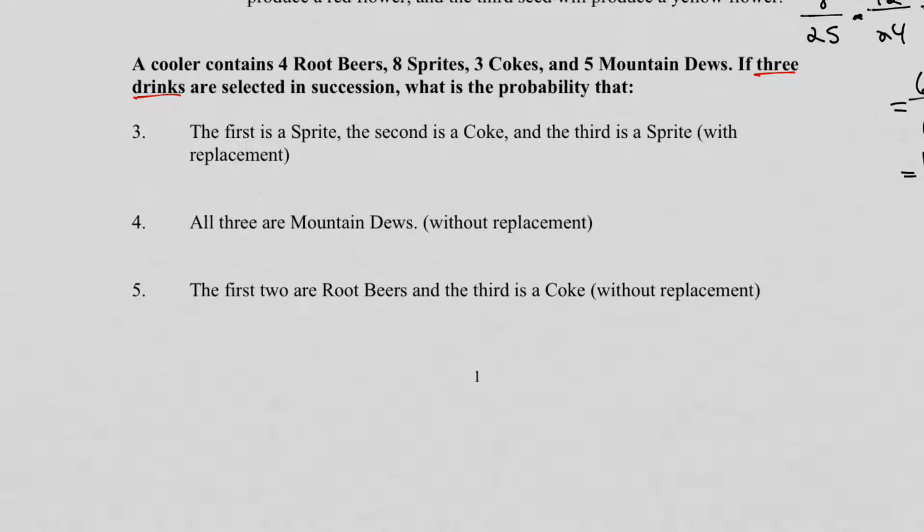Now, in the book or online, when you're doing your work, it may look like this: probability of Sprites times, let's say you click on help me solve this, you might see it like this: Coke, P, and then a Sprite again. And notice that it says with replacement. So all you have to do is just fill this in.